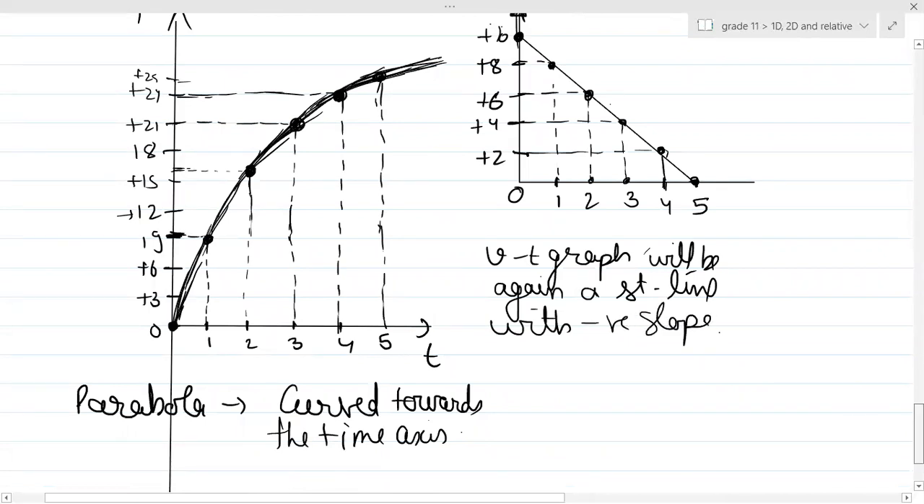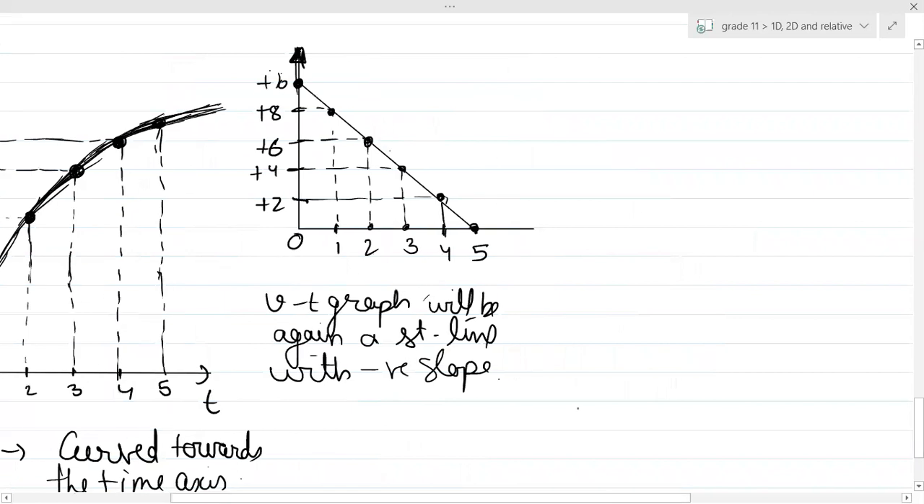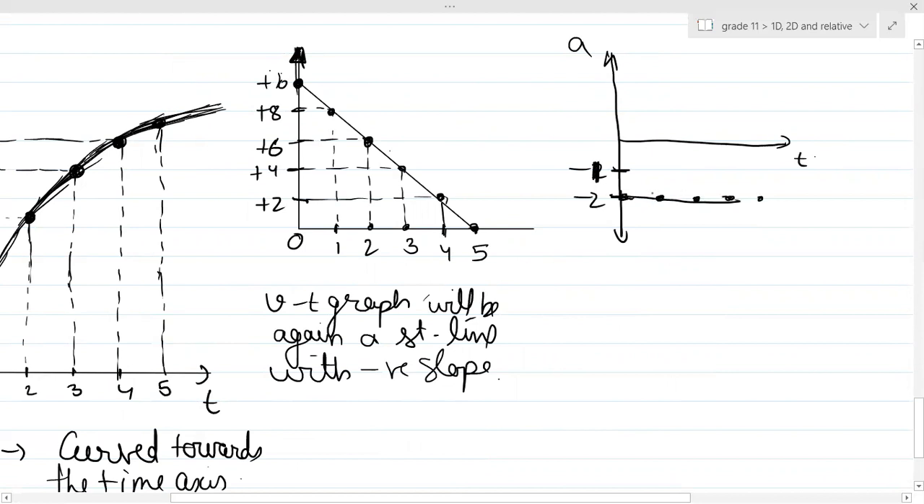And how will you draw the acceleration time graph? Suppose this is your a, this is your t, minus 1 meter per second squared and minus 2 meter per second squared. So basically at different time instants, this should be the graph. This should be the acceleration time graph. Can you see the graph shifted downwards?